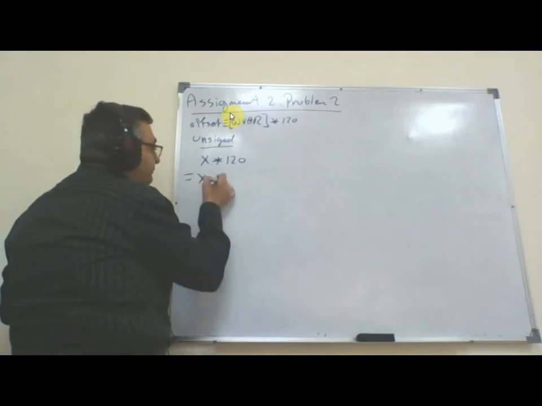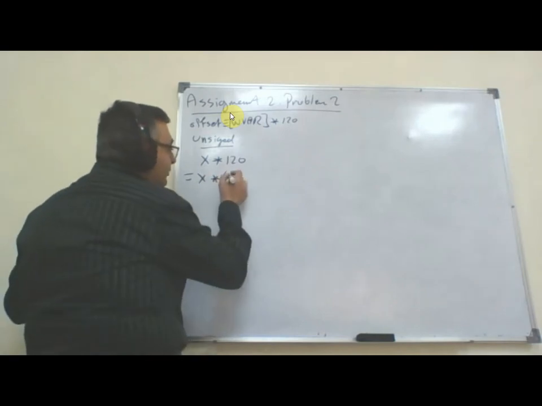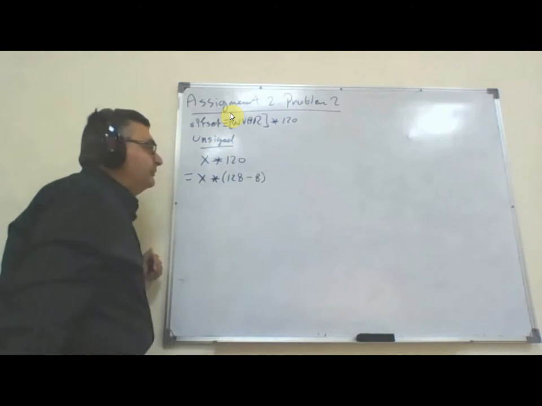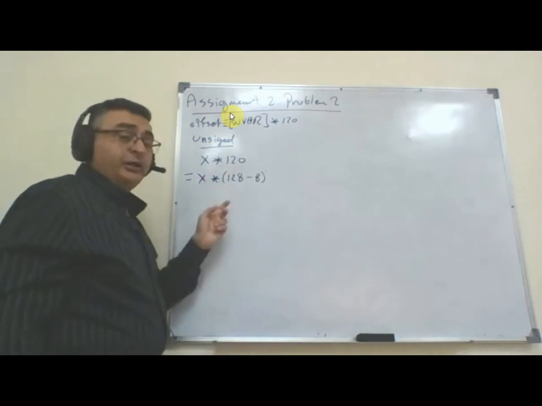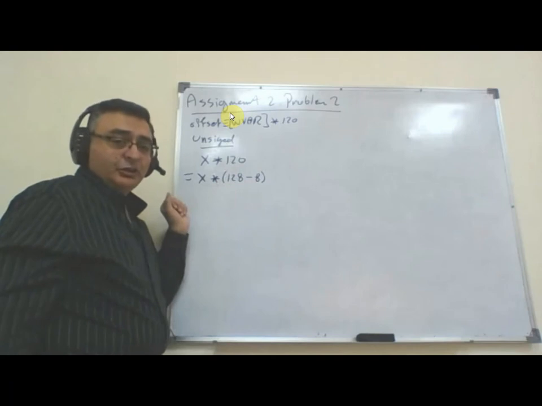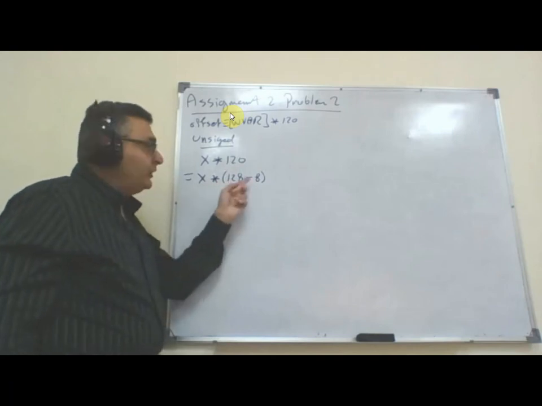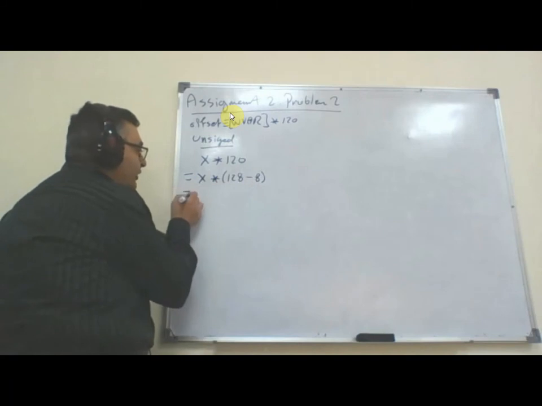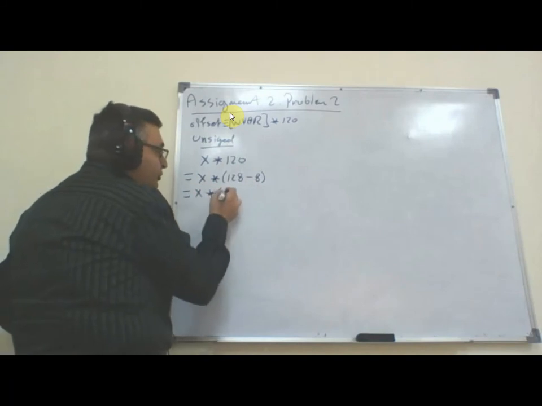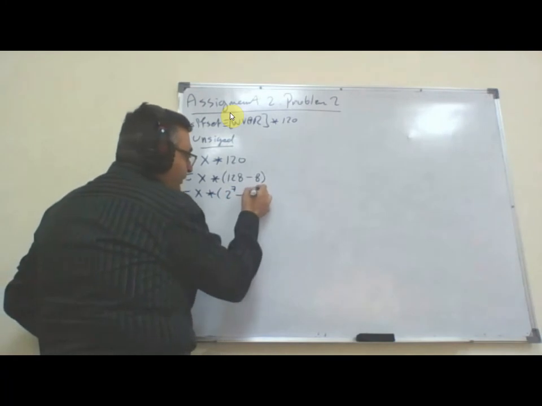We can write 120 as 128 minus 8. This will give me 120. But now I have the advantage that this is a power of 2 and this is also a power of 2. So x should be multiplied by 2 to the power 7 minus 2 to the power 3.